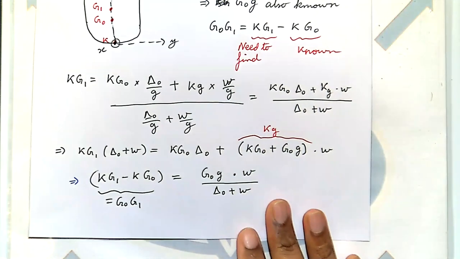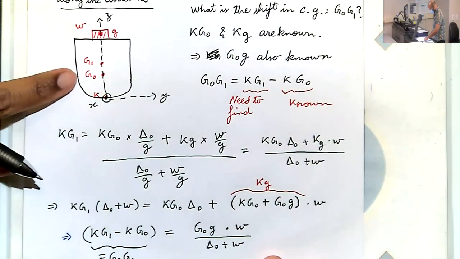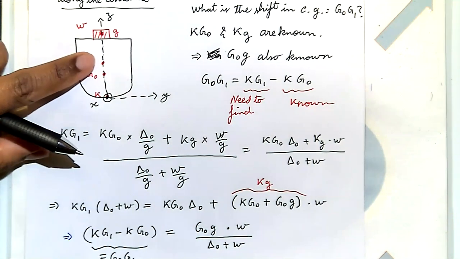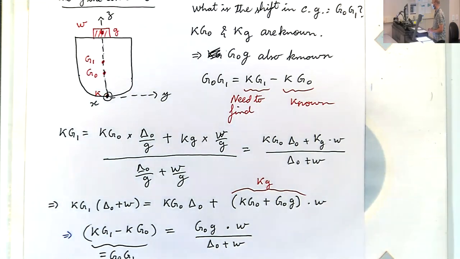But isn't there a little gap between G0 and G1? Yeah, that's the shift that we are trying to compute. That's the main objective.